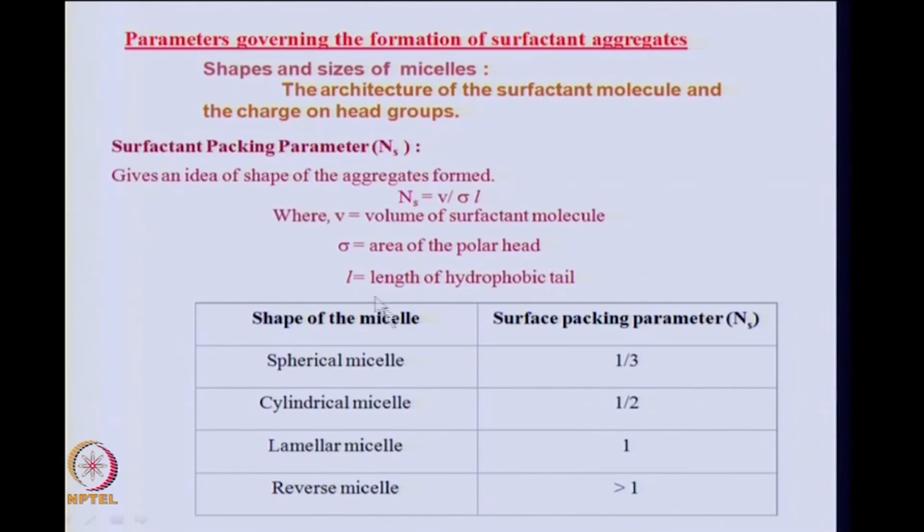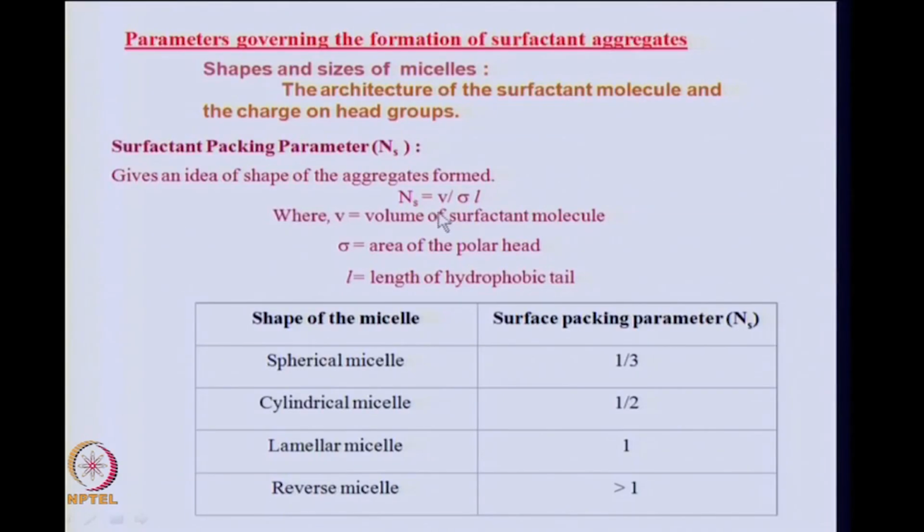So, in this equation all these parameters of length of the hydrophobic tail, the area of the polar head group, the volume of the surfactant molecule all come into the picture, which ultimately can be put together as one parameter and which gives you a guide to what kind of shape you will finally end up with when you use different types of surfactant molecules which have different lengths and different area of the head group.